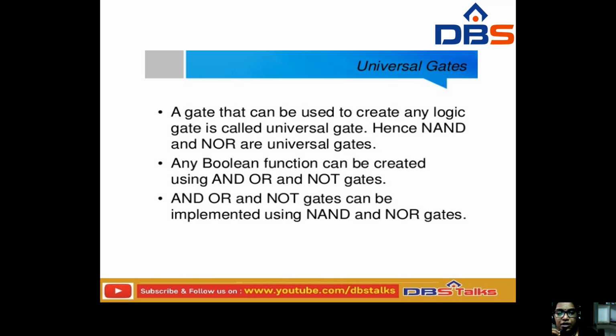Any Boolean function, whatever the Boolean function, can be created using the AND, OR and NOT gates. Nothing depends on the expression. Whatever the expression, that Boolean function can obviously be created using the AND, OR and NOT gates. Here the AND, OR and NOT gates can be implemented by using the NAND and NOR gates.